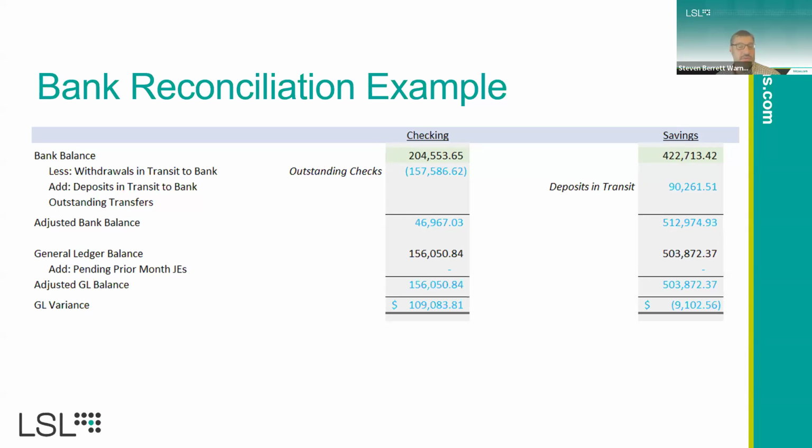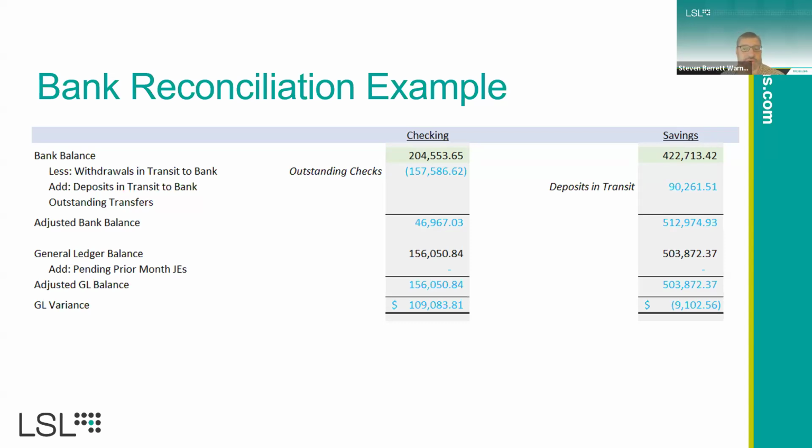But unfortunately, we probably had our fingers crossed when we were doing this. We were hoping that our adjusted bank balance was going to match our adjusted GL balance, but they do not. Here we have a difference, which we can see down at the bottom, of 109,000. So we've got an unknown variance of 109,000 that we need to reconcile. We need to figure out.